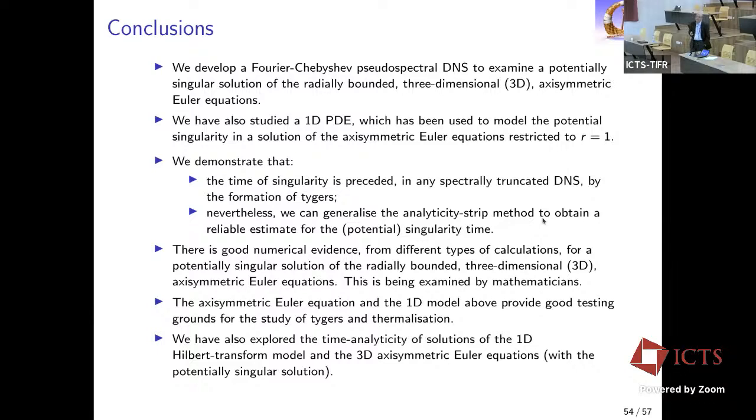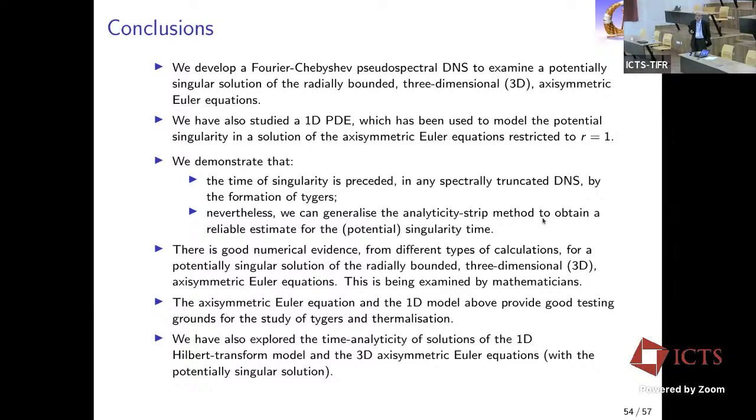So in summary, we have developed a Fourier-Chebyshev pseudospectral DNS to examine this potentially singular solution of the radially bounded three-dimensional axisymmetric Euler equations. I hope all of you understand all the words in that long title by now. We have also studied this 1D PDE, which has been used to model this potential singularity along just the one direction at r equal to 1. And we have demonstrated that these singularities are preceded in any spectrally truncated DNS by the formation of Tygers.